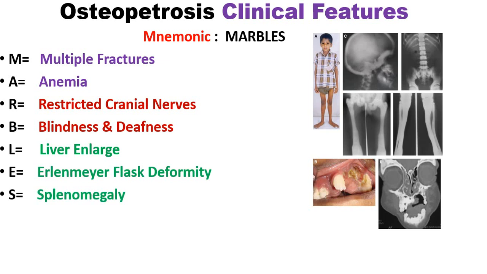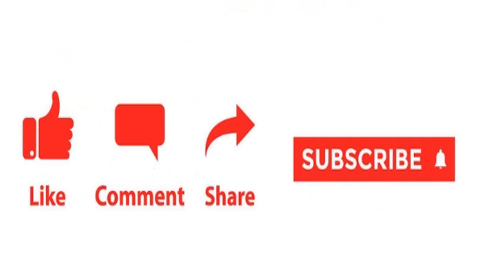Next is the S for splenomegaly. As we already discussed, hepatomegaly occurs. It can also have splenomegaly, in which the spleen is enlarged, and this occurs due to osteopetrosis. So this is all about the mnemonic for osteopetrosis, marble bone disease, and the mnemonic is MARBLES. So this is very easy to understand.